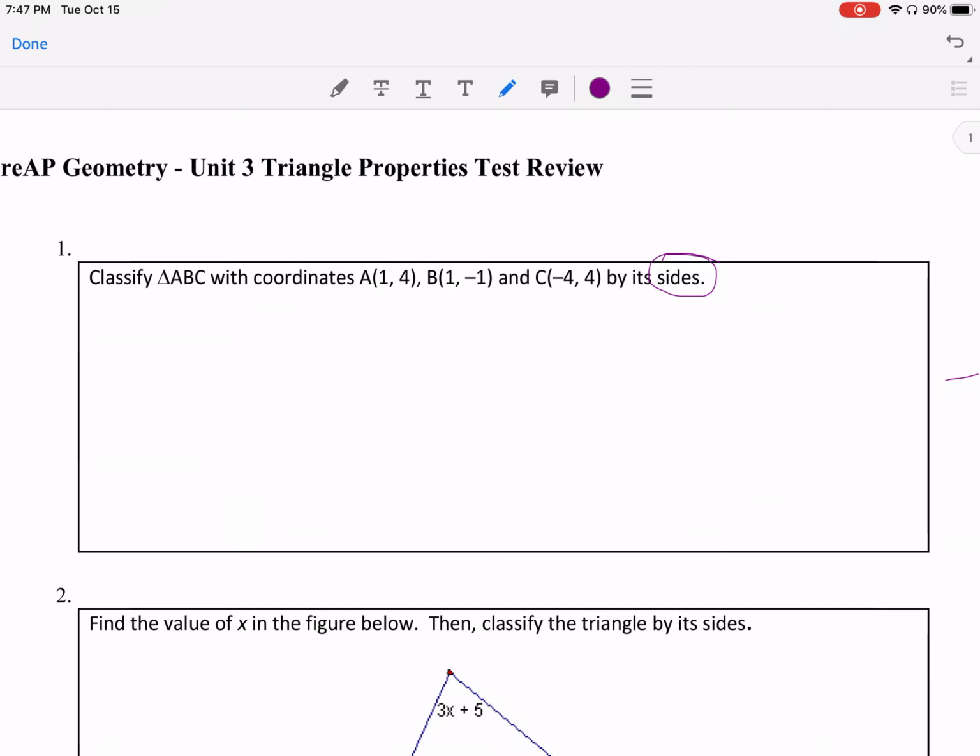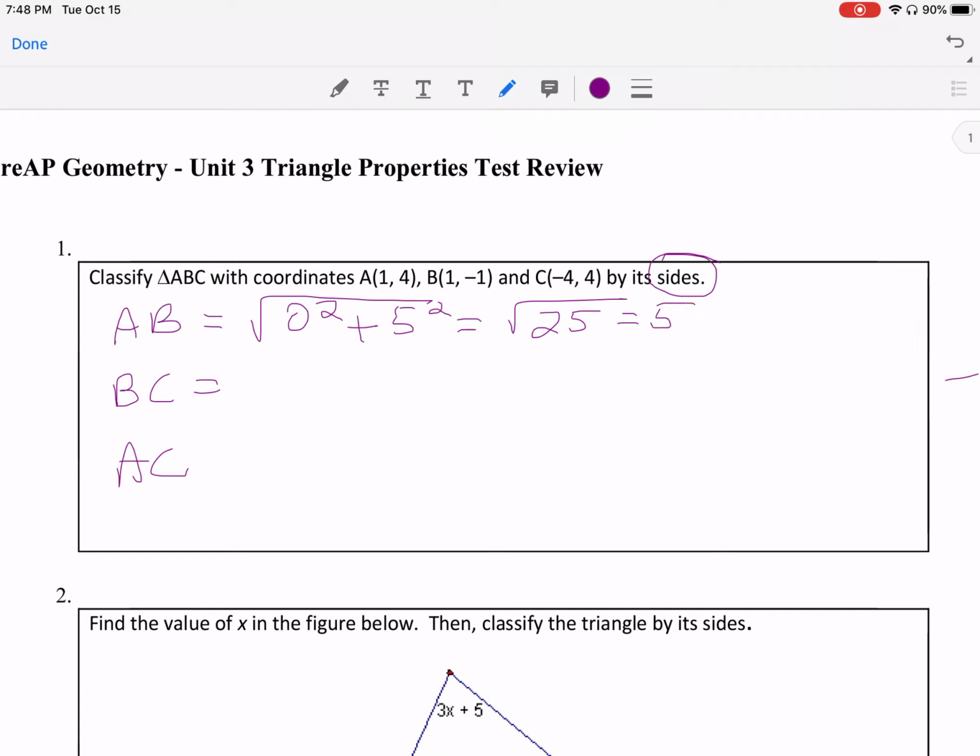the size, which means we need to find the distance from each of these points. We need to know the distance from A to B, the distance from B to C, and then the distance from A to C. Distance from A to B is going to be, well, 1 minus 1 is 0. So we have 0 squared. And then plus the distance from 4 to negative 1 is going to be 5 squared. You can do the subtraction, which is going to be the square root of 25, which is just plain old 5.